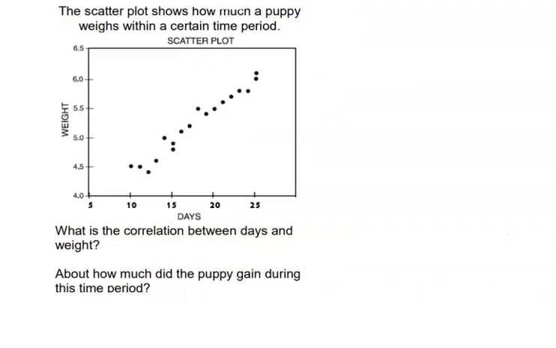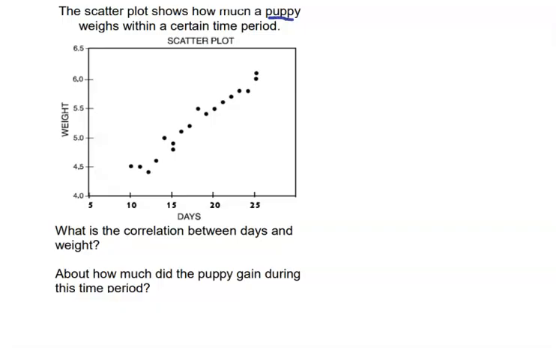All right, so here's our new concept. We're looking at a scatter plot, okay, which has an axis down here, which is typically called the x-axis, and then up and down is called the y-axis. Okay, so we're comparing days. Okay, this is kind of length of time and the weight. Okay, days and weight of what? Well, let's find out. The scatter plot shows how much a puppy weighs.